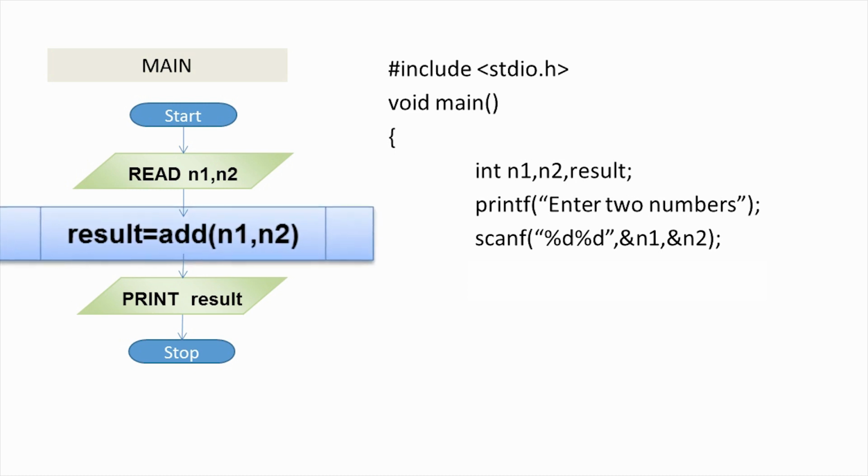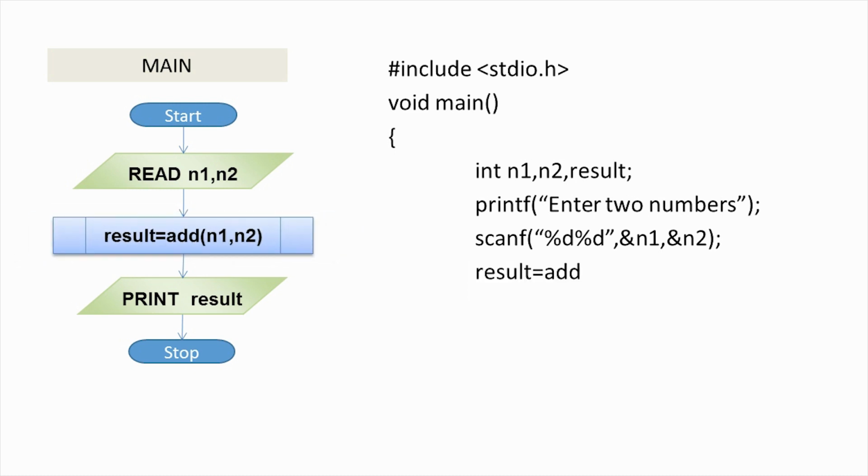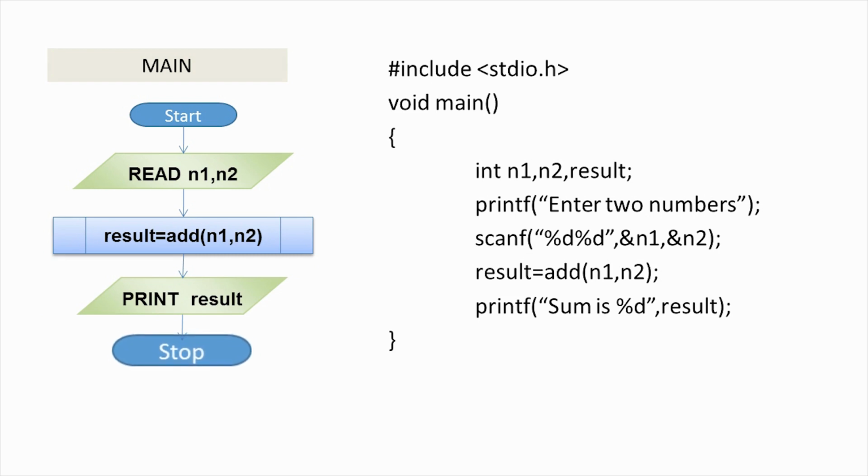Next step is to call function add. Type result equal to add n1, n2. Next, print the value of the result. Type printf sum equal to %d, result. Now close the function body with curly brace.